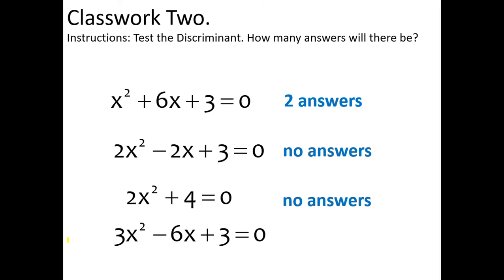Okay, the answer I got was 1 solution, 1 answer, because when I calculated my discriminant, it was 0. And when you get a discriminant of 0, that means there will be only 1 answer to that quadratic equation. So x is only 1 possible number, and that will be the only number that does solve the equation. All right, that's the last one.